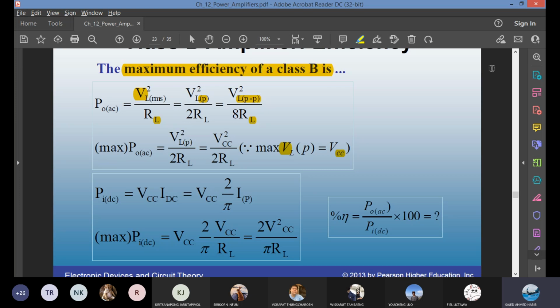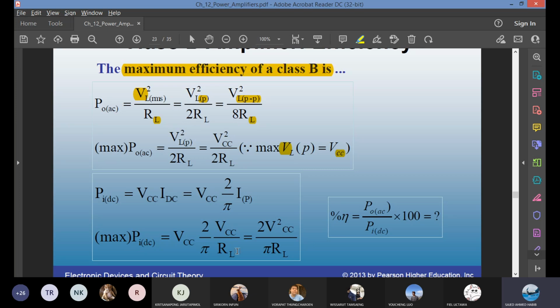Again, to recap, for Class B, maximum power to load: VL peak equals VCC. So the maximum output power is VL peak square over 2RL. If you write VCC square over 2RL, you can come up with one equation. Then the peak current is VL peak over RL, which means VCC over RL. IDC max is I peak times 2 over pi. So now it becomes 2 VCC over pi RL.